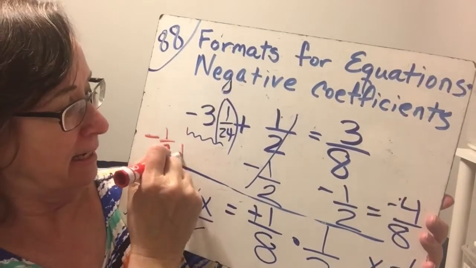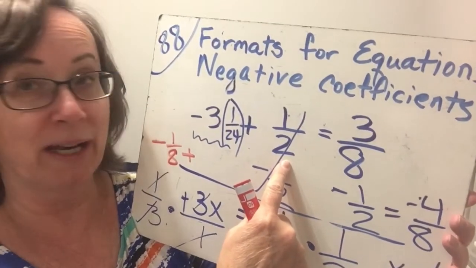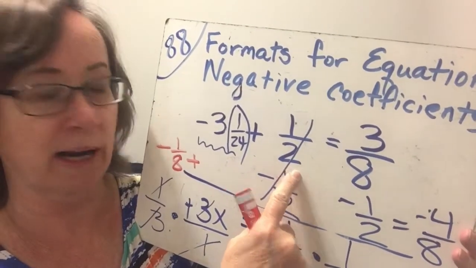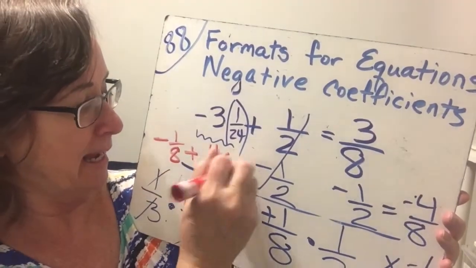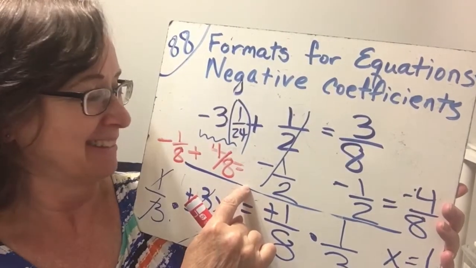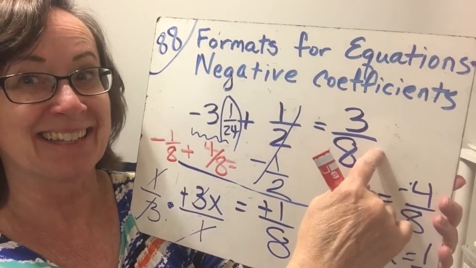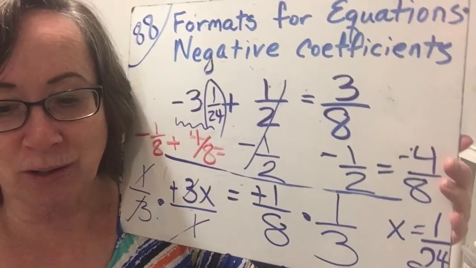And then I'm going to add 1/2. But 1/2 is the same as 4/8. So 4/8 and negative 1/8 plus 4/8. It is 3/8, isn't it? And we got it right. That is your last problem.